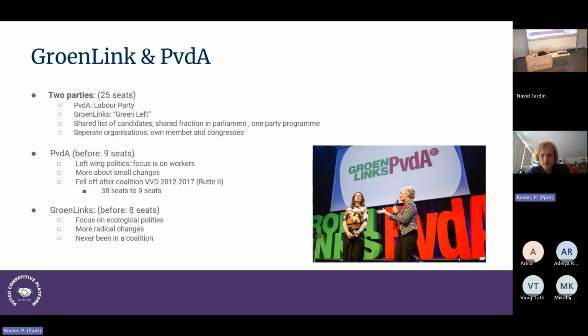The Green Left, as a political party, is more on ecological politics. So it focuses more on the green side, and is a bit more radical in its changes. So it's not an actual communist or socialist kind of party, but it is willing to take stronger steps that change the status quo compared to the Labour Party, which was a bit more about smaller changes. The important thing is that they've never been in a coalition before. They were somewhat bigger after Labour fell off, but before they merged together, they were again back at 8 seats.